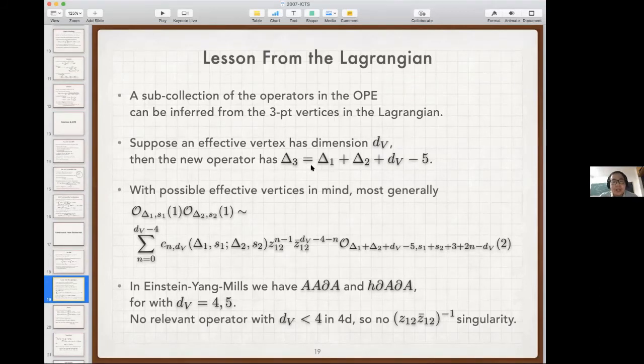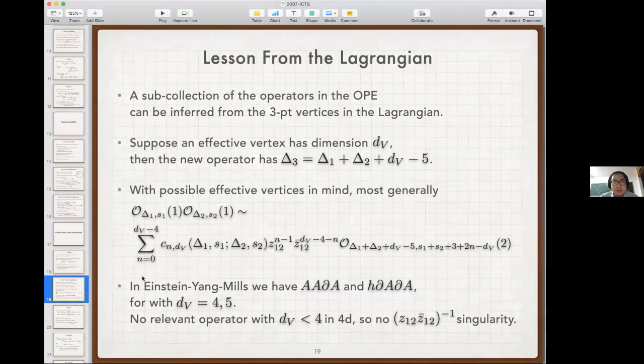And so by taking into consideration the conformal dimensions and the spin, most generally you can write down this expression. You take an arbitrary two operators. The number in the parentheses just denotes the position of the operator, so the one denotes z1 and z bar 1, etc. So most generally, when you take the product of two operators that you like, then the OPE, of course, this is not the full OPE, but at least this is a subset of the OPE, and this operator should be in correspondence to the kind of particles that you observe, and they are tied to the three-point vertex. So for every such vertex, you can write down such a term, and they should fit into such a form.